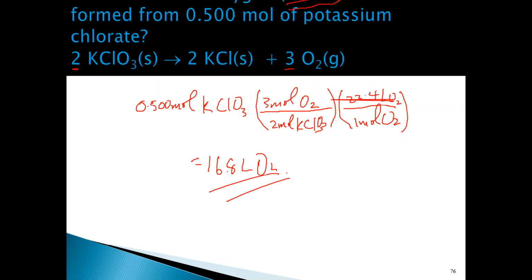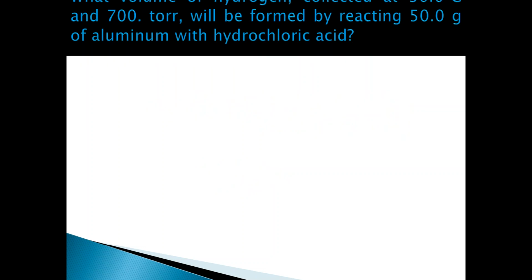Okay, so let's do another example. Now, this one is a bit more complicated because in the first place, you're not given the balanced equation. So let's work that out first because you can't even do the math part without figuring out what the equation is. So the equation, of course, is based on the information given.